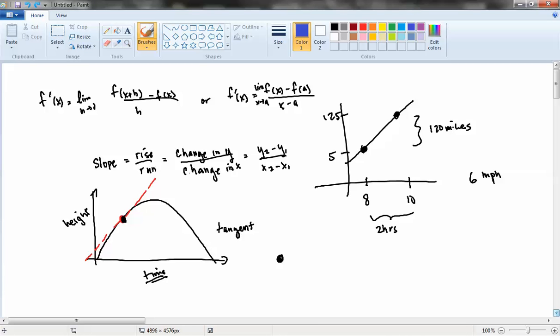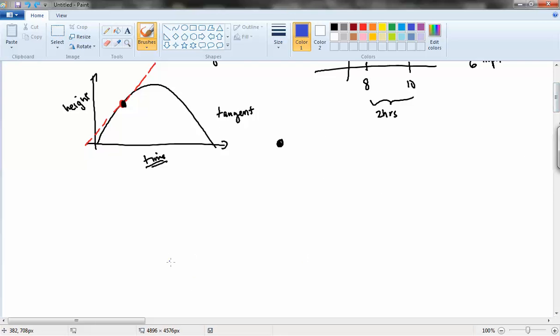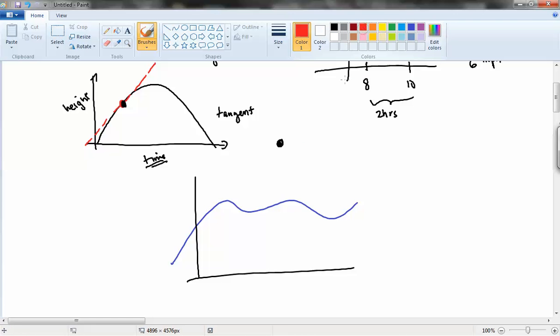All right, so check this out. What we have here is some curve like this, okay? And we want to find the tangent line that looks like this.